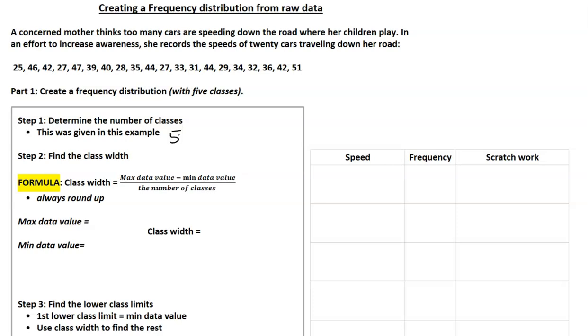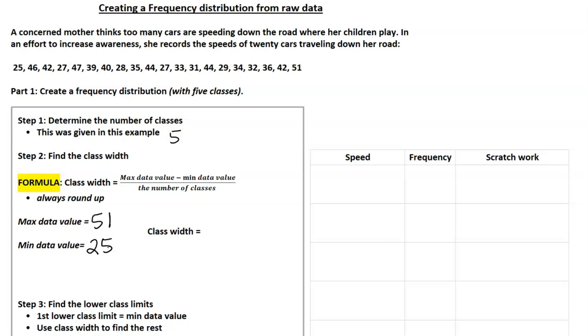Step 2 is to find the class width, and here we see highlighted in yellow that there is a formula for the class width. It is equal to the maximum data value minus the minimum data value, all divided by the number of classes. And we will always round up to the nearest whole number. From our data, the highest miles per hour in this list is 51, so our maximum data value is 51. Our minimum data value, the smallest miles per hour in this list, is 25.